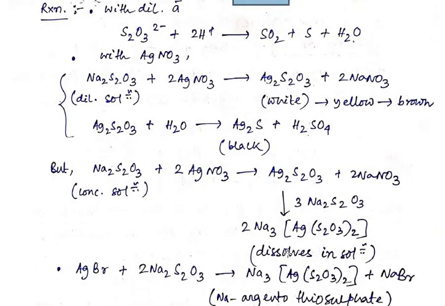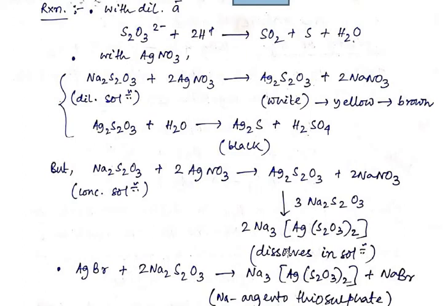Suppose I have Na2S2O3, the sodium thiosulfate, and it reacts with a dilute acid, that is with H+, meaning dilute HCl or dilute H2SO4. It will form SO2, that is sulfur dioxide, and sulfur and water.